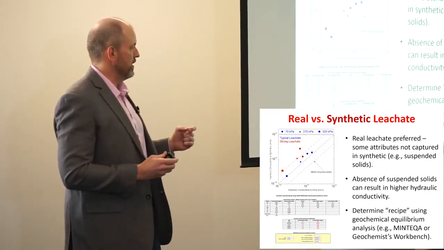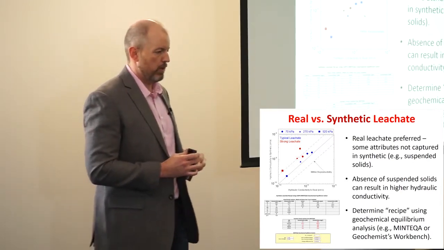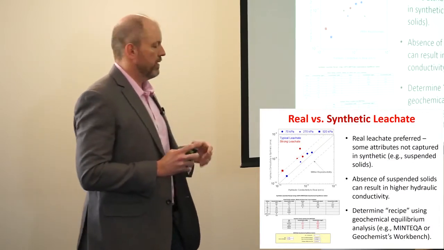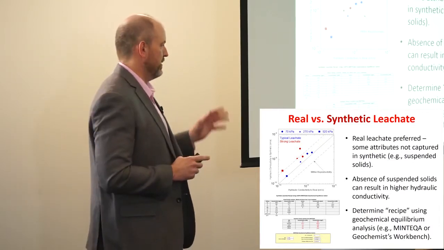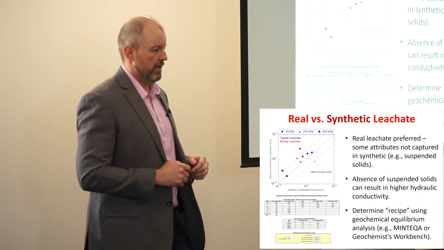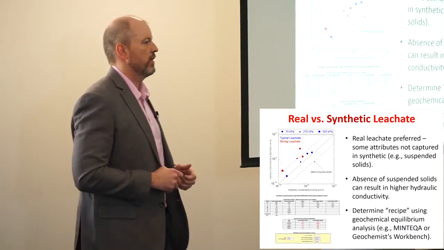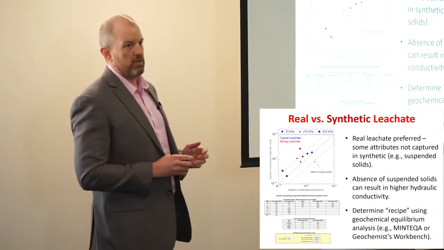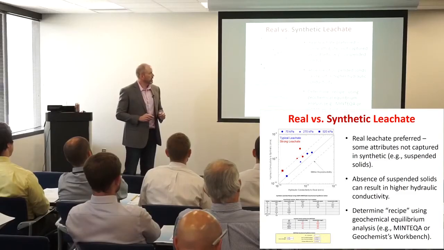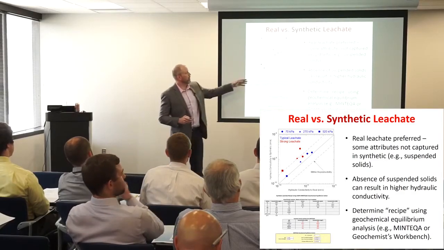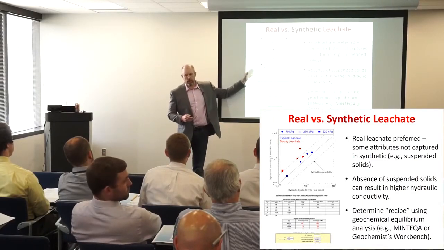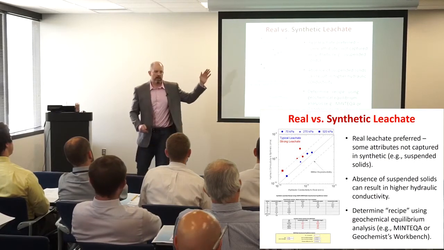So if you have to do it, there's some software available on the web, the Manteca software through the EPA, and then the Geochemist's Workbench has a whole bunch of fantastic software that hopefully is available within your firm. But in the real world, if it did work, everything would plot on that one-to-one line, that 45 line in that slide.